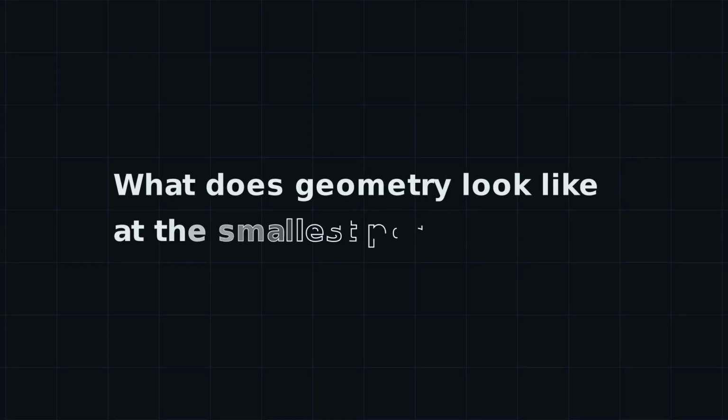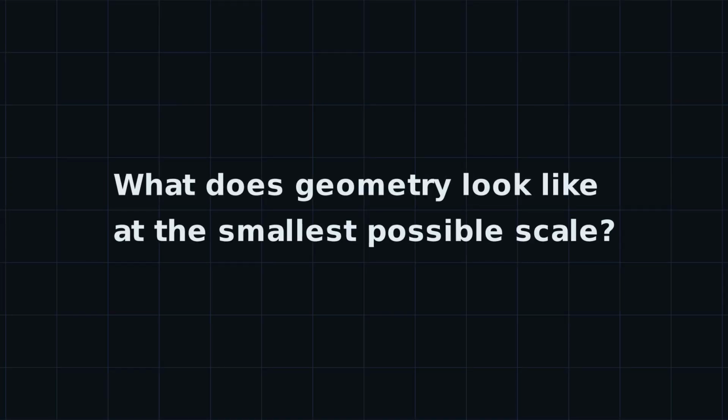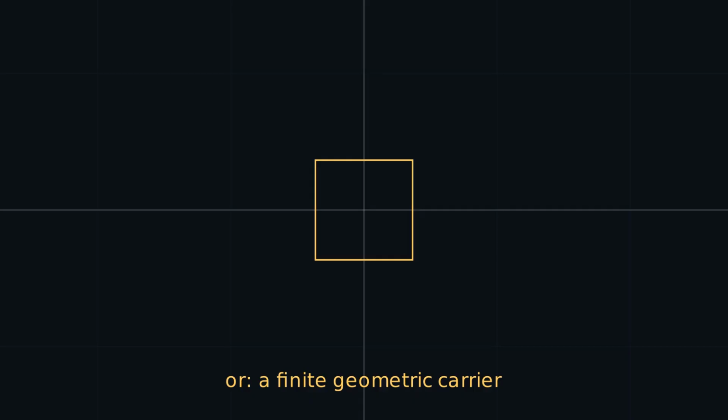What does geometry look like at the smallest possible scale? One common assumption is that spacetime stays smooth all the way down, a continuous manifold, just very zoomed in. But there is another possibility. Instead of starting with a smooth manifold, we can start with a finite geometric carrier, a small, rigid object on which quantum data can be placed.